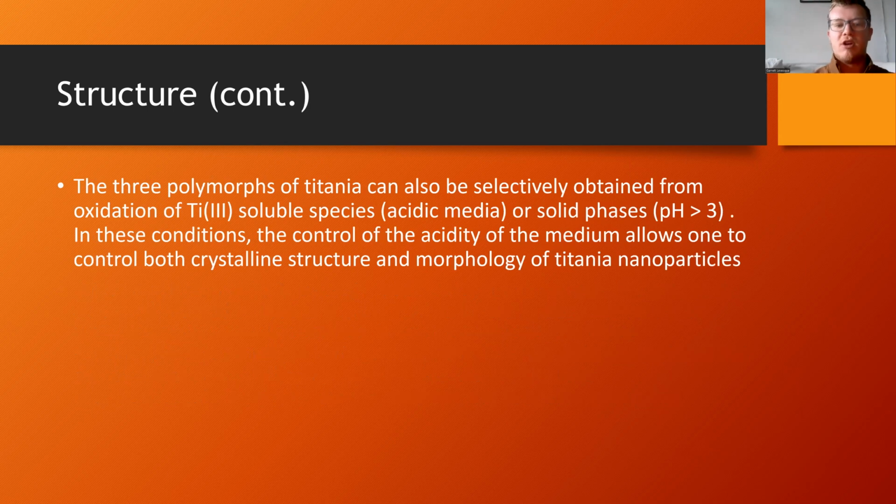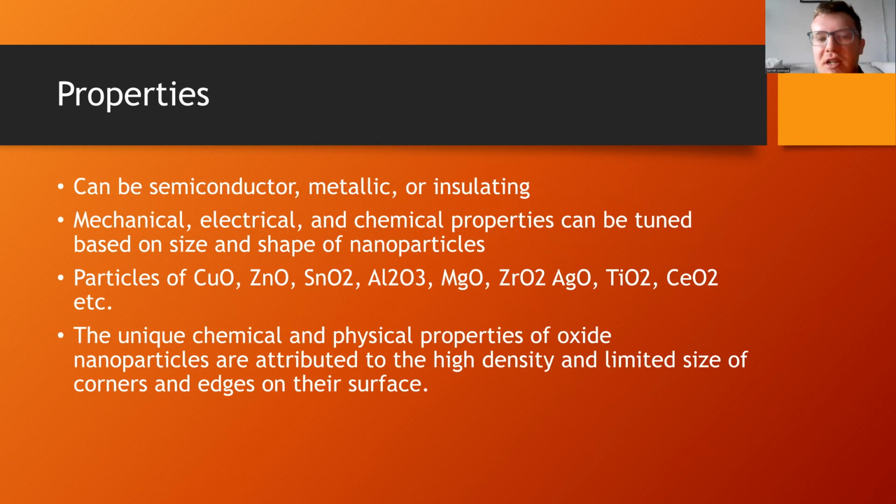I'd like to continue on structure now. The three polymorphs of titania can also be selectively obtained from oxidation of titanium-3 soluble species in acidic media or solid phases with pH of greater than 3. In these conditions, the control of the acidity of the medium allows one to control both crystalline structure and morphology of titania nanoparticles. I'd like to now continue with properties of oxide nanoparticles.